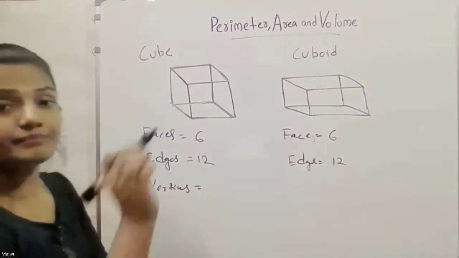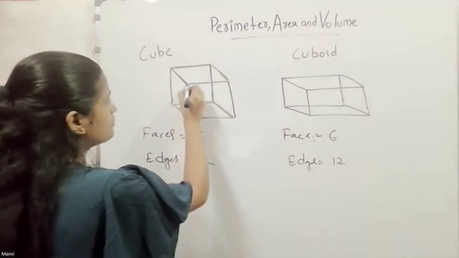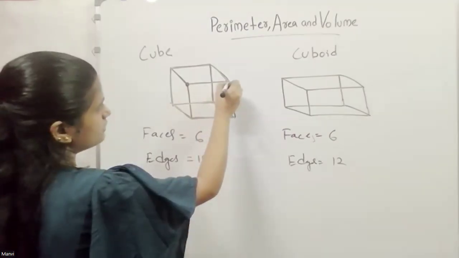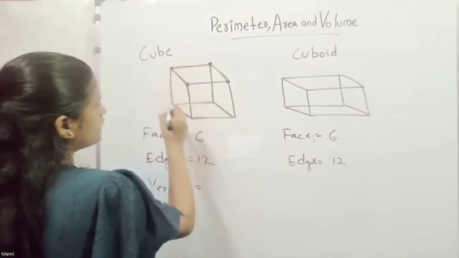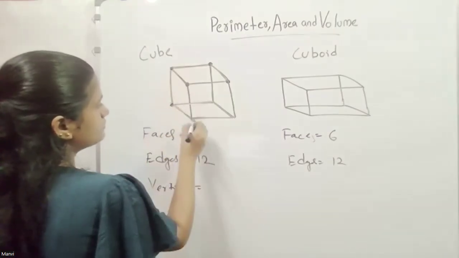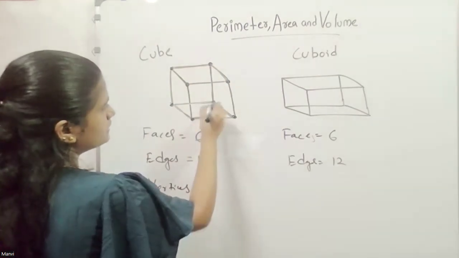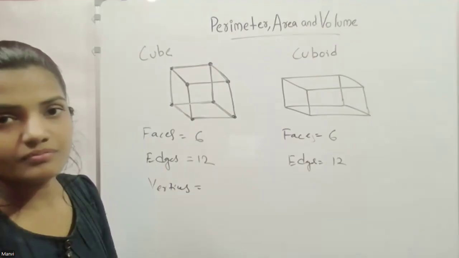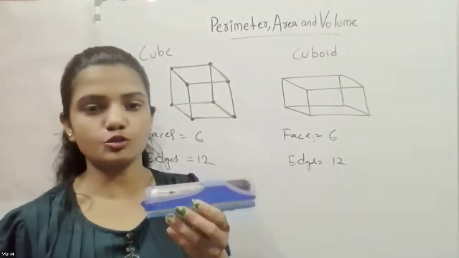Where two lines meet, there's a formation of one vertex. So this is one vertex. This is the second one. Third one. Fourth one. Fifth one. Sixth one. Seventh one. Eighth one. So we have 8 vertices. I thought it's 12? No.